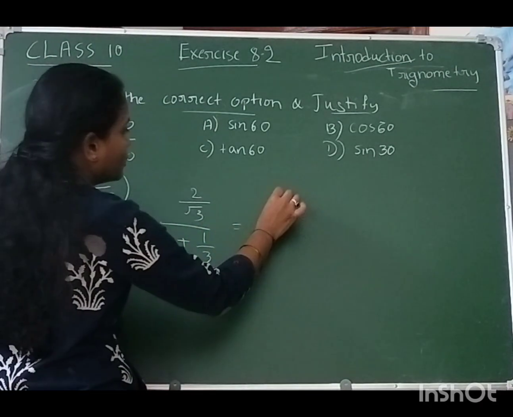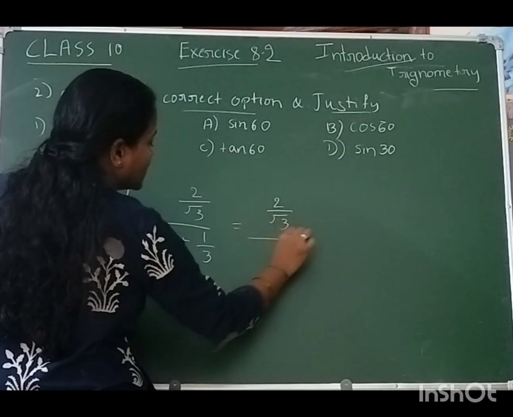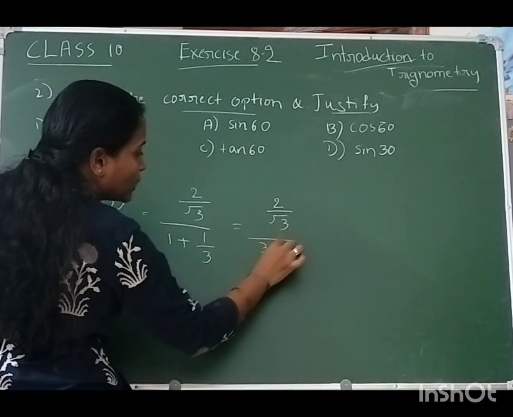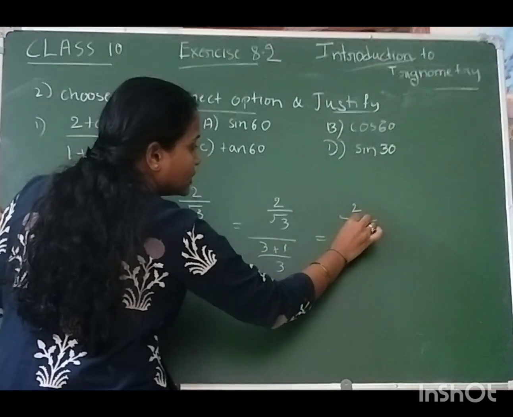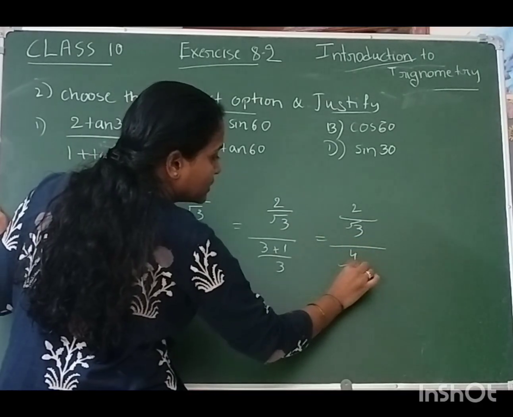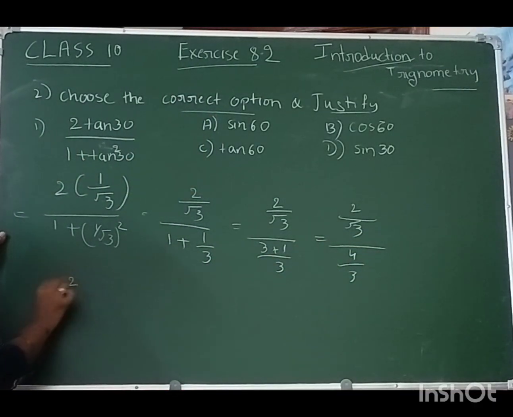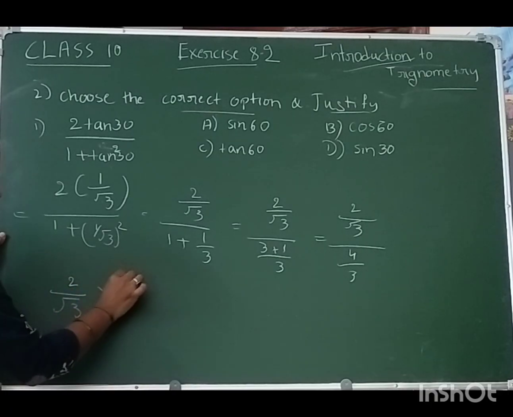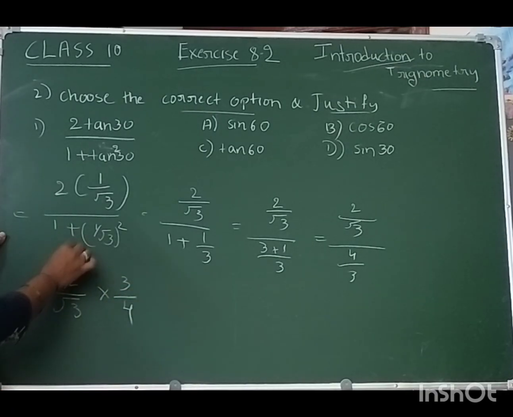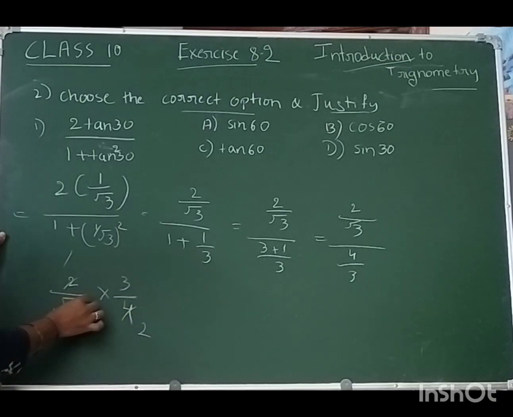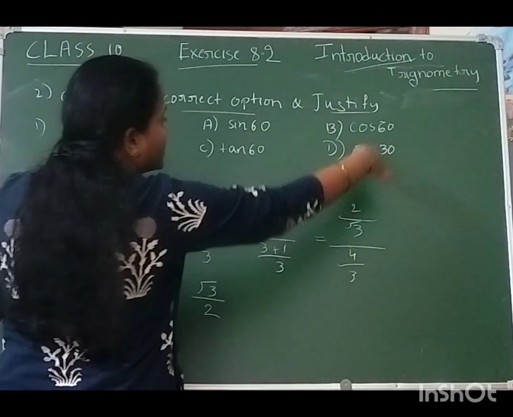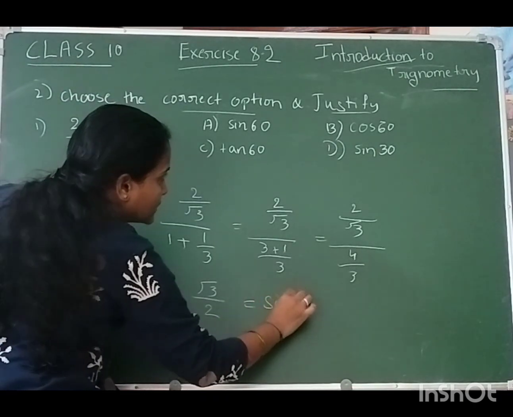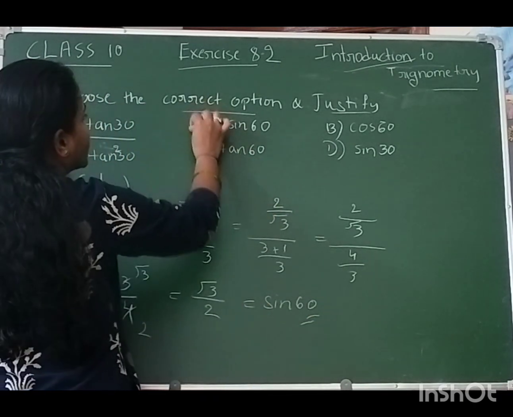So we'll take a LCM in the denominator by keeping numerator as it is. So LCM will take it as 3. So it will become 3 plus 1 by 3. So it will become 2 by root 3 and 3 plus 1 is 4, 4 by 3. So on rearranging, we'll get it as 2 by root 3 into 3 by 4. So 2 ones are and 2 twos are, and root 3 ones are and 3 is root 3. So answer will be root 3 by 2. We know that root 3 by 2 is equal to sine 60. So option A is the right option.